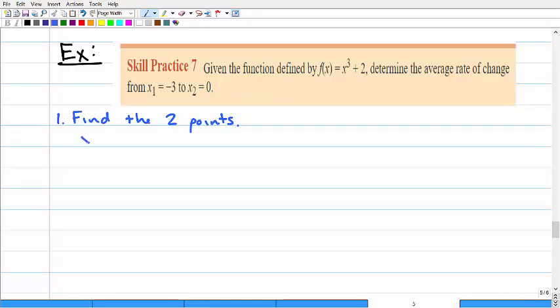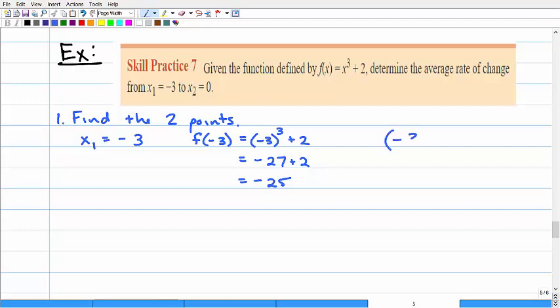How do you find the points? When x1 is negative 3, what is f of negative 3? I'll go up here. F of negative 3 is going to be negative 3 cubed plus 2, which is negative 27 plus 2, which is negative 25. You agree with me? So what is my point? I have the point negative 3 comma negative 25.